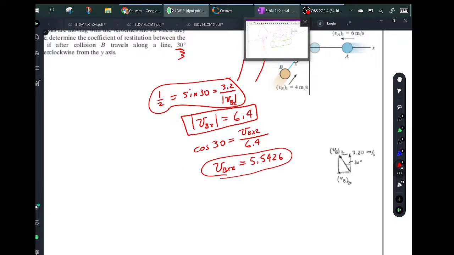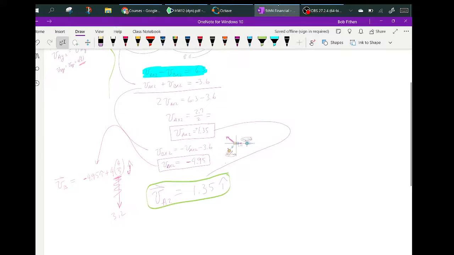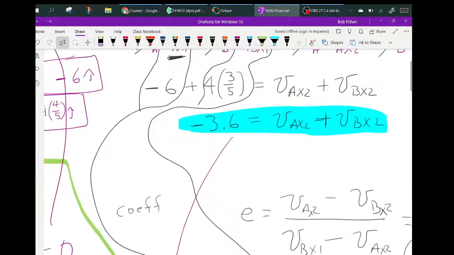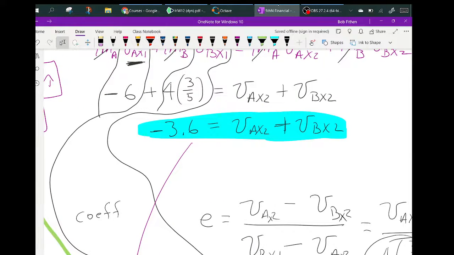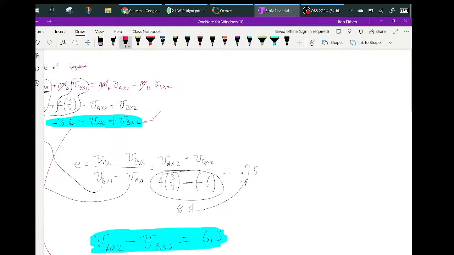Now, to do this, I'm going to go back here. What was not known here? If you look at this equation, this is still in force. So what I'm going to do is slide to the right and say VAx2 plus VBx2 equals minus 3.6. Now, if I take this equation, I have something interesting.